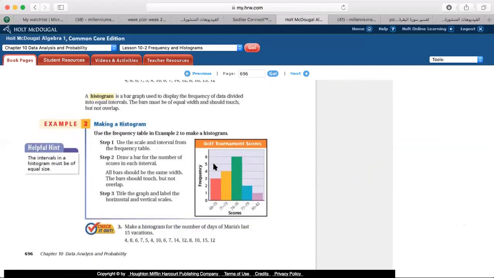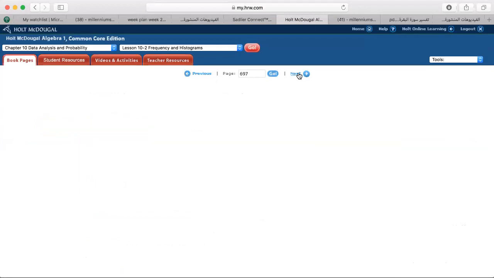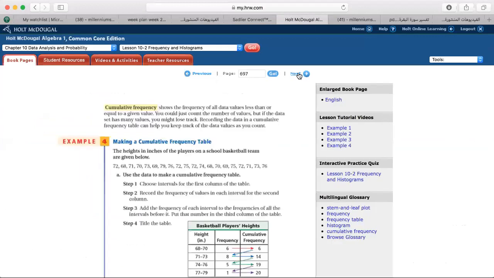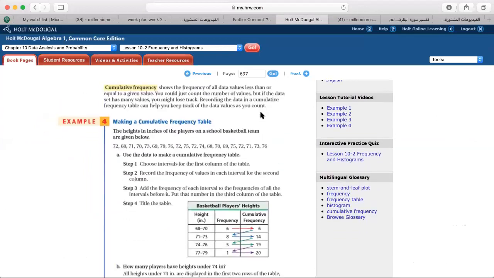Another way of showing or representing data is called a histogram. Let me give you first the cumulative frequency, because they are a little bit related. So now you learn the frequency and the cumulative frequency. Another way also of showing data is cumulative frequency.